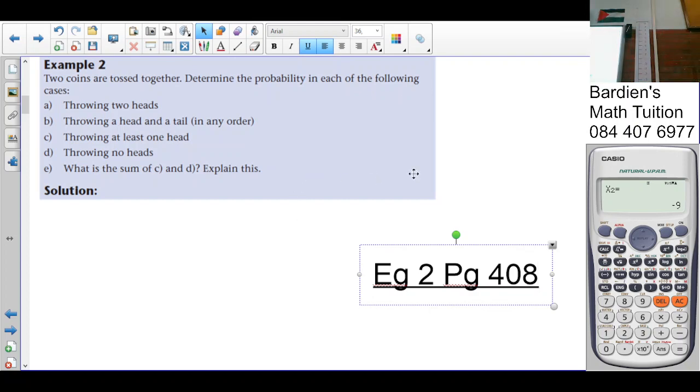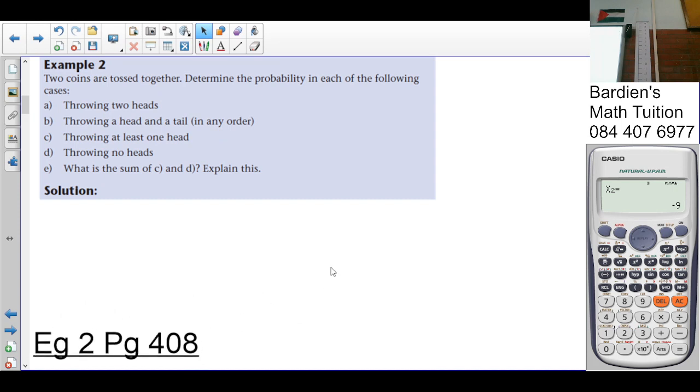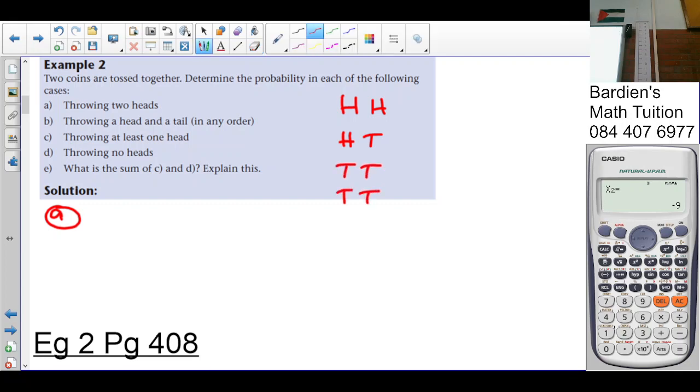Okay, so two coins are tossed together. Determine the probability in each of the following cases. Throwing two heads. So, if you're looking at my outcomes, it could be heads, heads; heads, tails; tails, heads; and tails, tails. Not so?